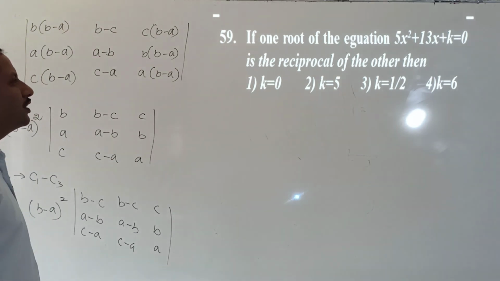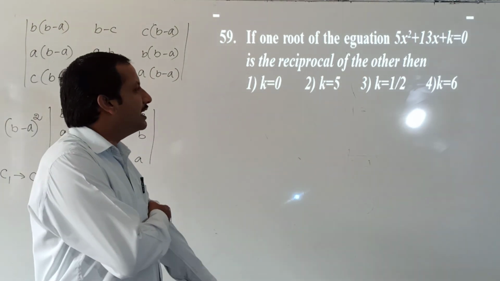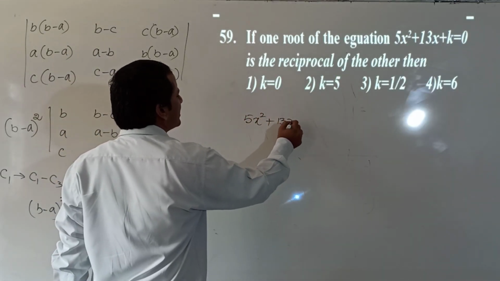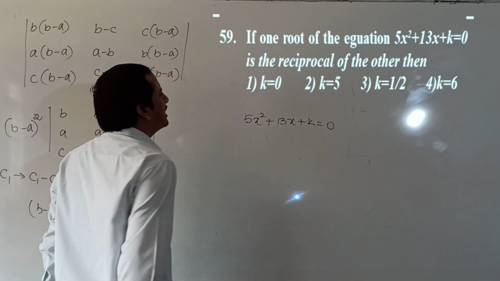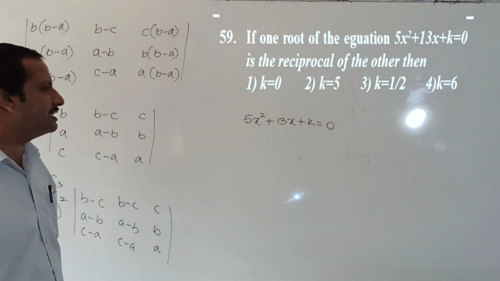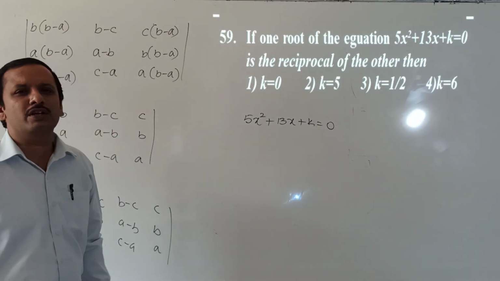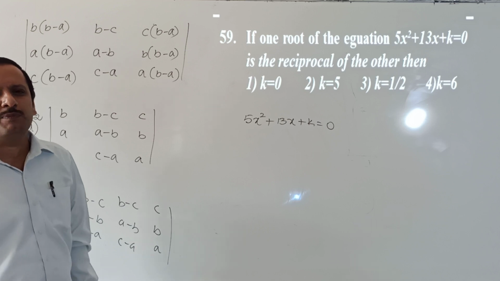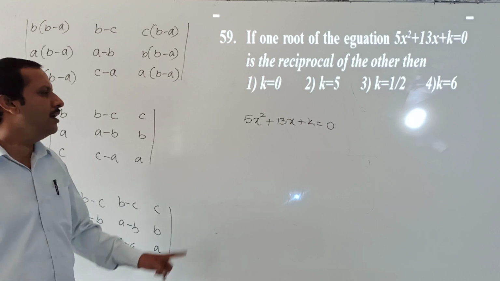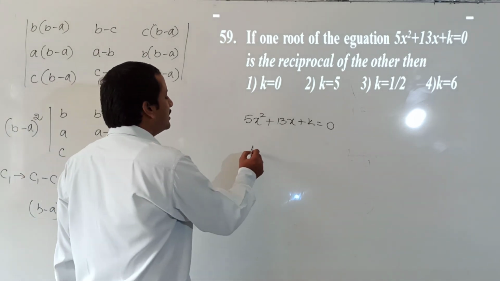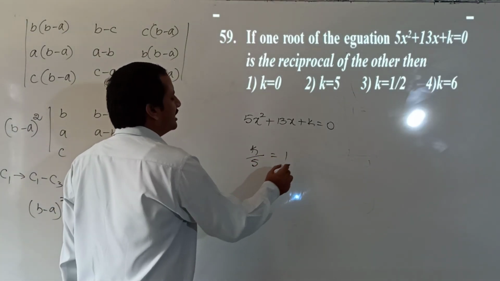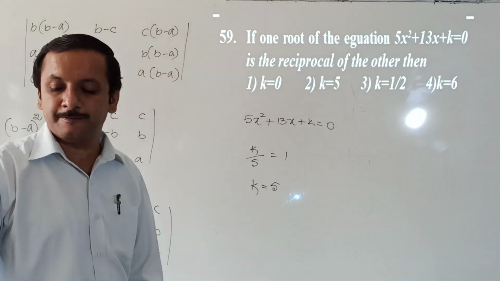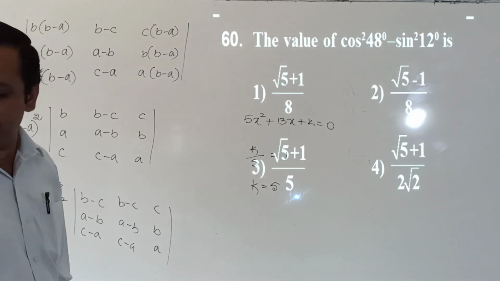59th question. If one root of the equation 5x square plus 13x plus k is equal to 0 is the reciprocal of the other. One root is reciprocal of the other means product of the roots. If I take one root as alpha, the other root must be 1 by alpha. Hence, the product of the roots must be equal to 1. Product of the roots is given by c by a. c by a means k by 5 is equal to 1. Therefore, k is equal to 5. Second option. Okay, look at question number 60.